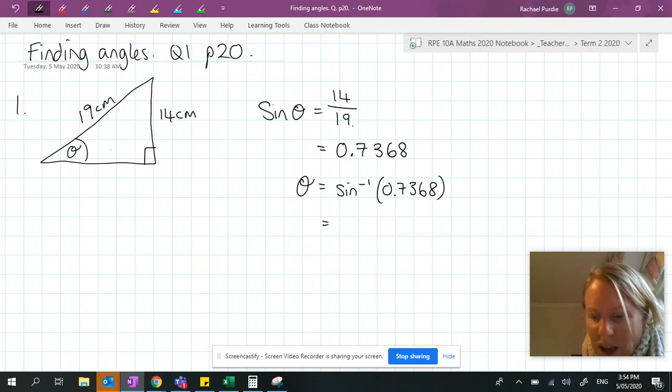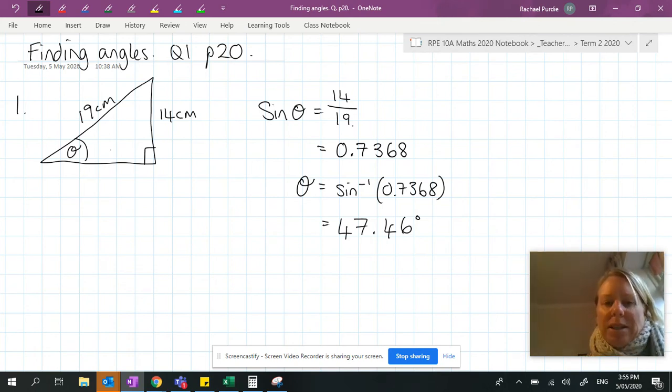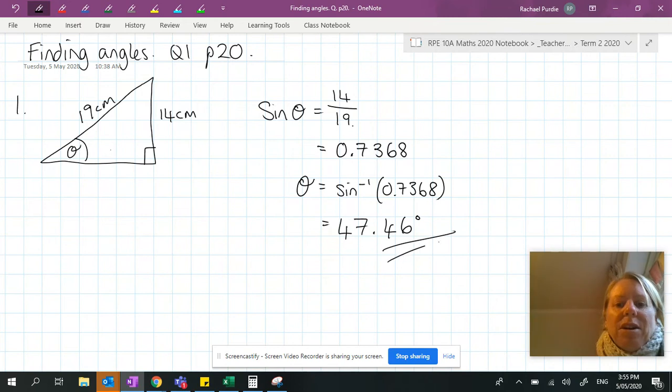So shift sine, and you can then use the answer button if you want. And we should get about 47.46. Yours will be somewhere close to that, degrees. I hope that makes sense. So it's just shift sine, and then you can use your answer button, and that does the sine of the last answer that your calculator had. So you don't need a theta button at all.